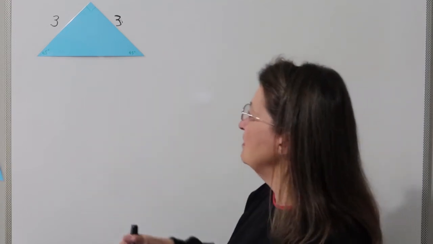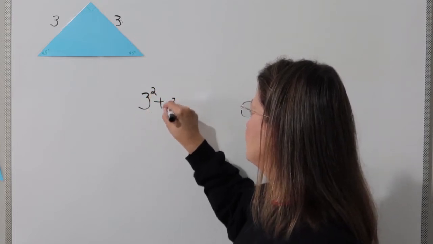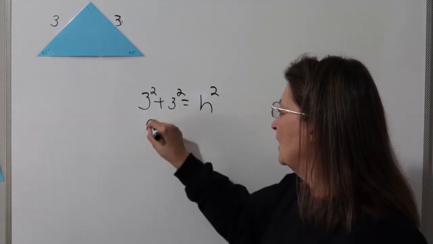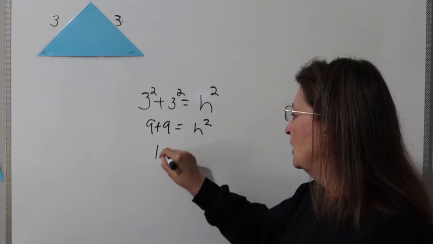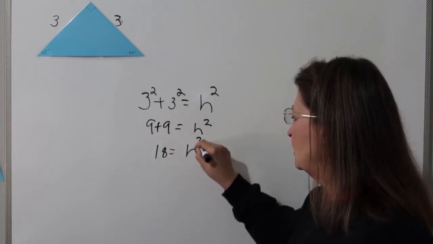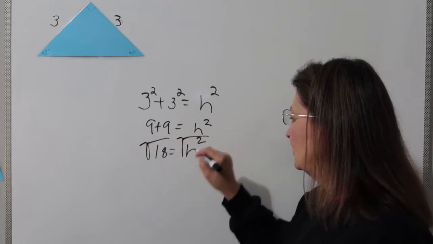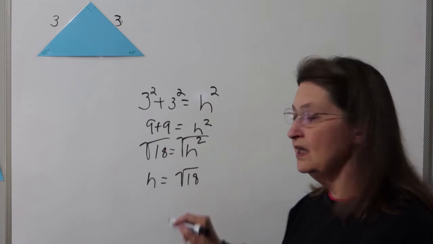Well, that's going to use your Pythagorean theorem, right? So let's go ahead and take these two numbers and do it real quick. If I do 3 squared plus 3 squared equals, say, h squared, we've got 9 plus 9 equals h squared. So we've got 18 equals h squared. Then we're going to take the square root of each side. So I have h is equal to the square root of 18.